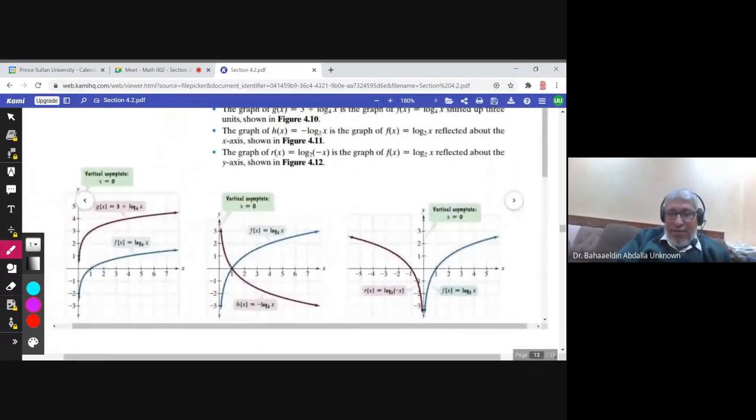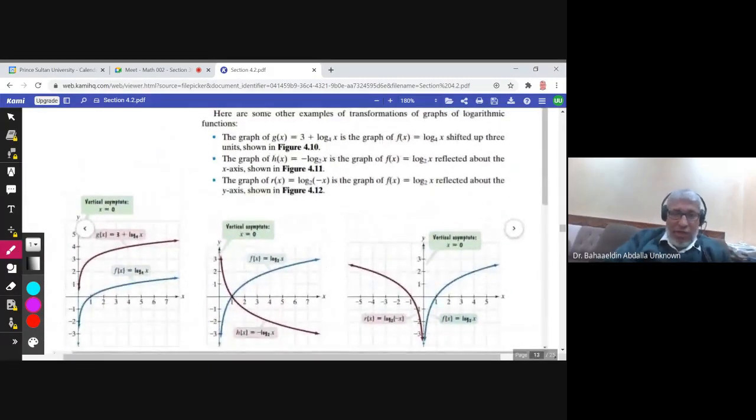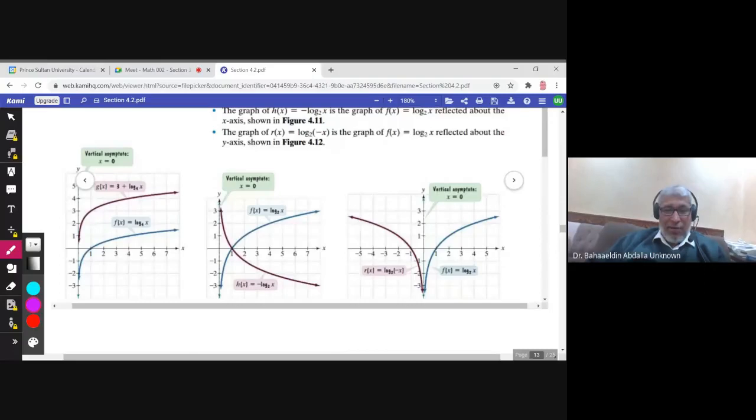More examples about translations. Look here. The blue is the graph of log x to the base 4. If you add 3, you go 3 units up. The x-intercept 1 moves 3 units up, okay? And the vertical asymptote here does not change. Now, if you put a minus outside the log, then there is a reflection about the x-axis.